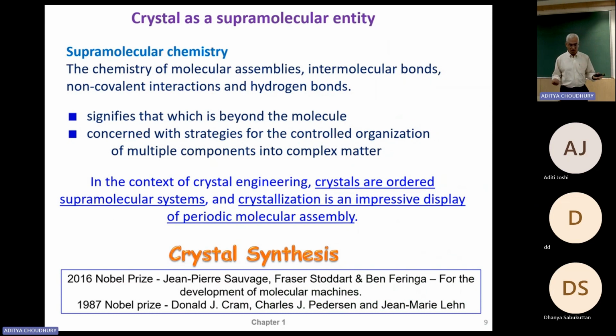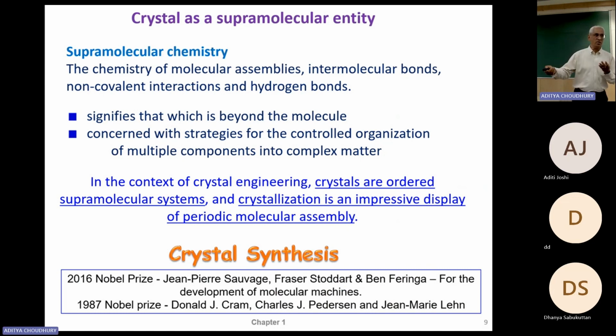Now I need to connect a few things. Now, supramolecular chemistry. Here I'm going to convince you of the crystal as a supramolecular entity. Are you familiar with supramolecular chemistry? You might have taken many of these courses. It's nothing but molecular assemblies.